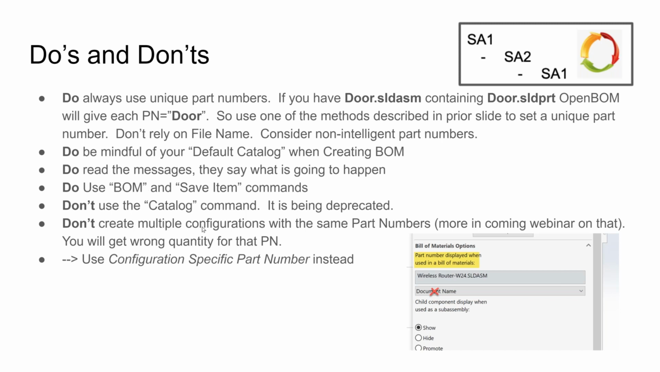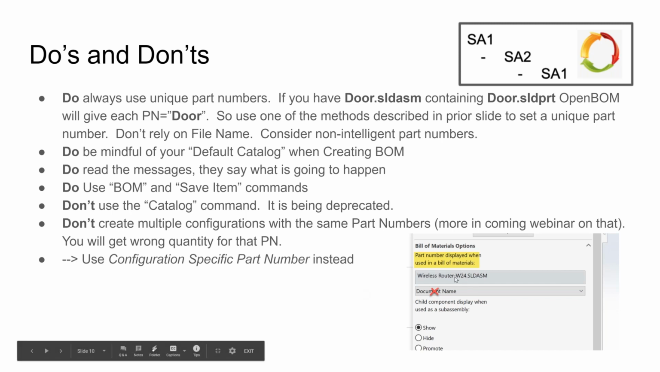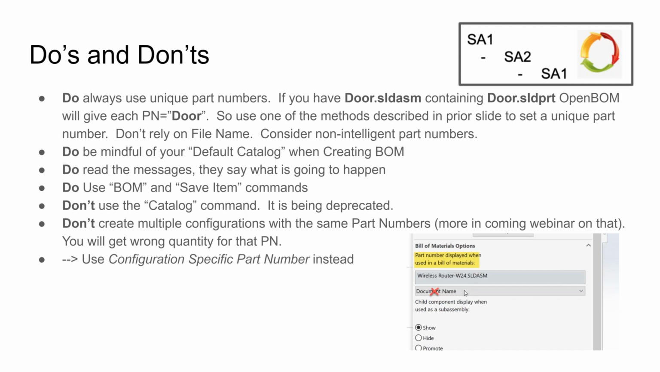And finally, don't create multiple configurations with the same part number. Again, we're going to cover that, I think, in a week or two. But you'll end up with this situation up here where you have a loop of part numbers calling the same part numbers. So I like the configuration specific part number instead. So be careful, like we discussed, if you're using this setting over here that says I want everything in my file to have a particular part number, just be careful that that applies to all configurations as well.